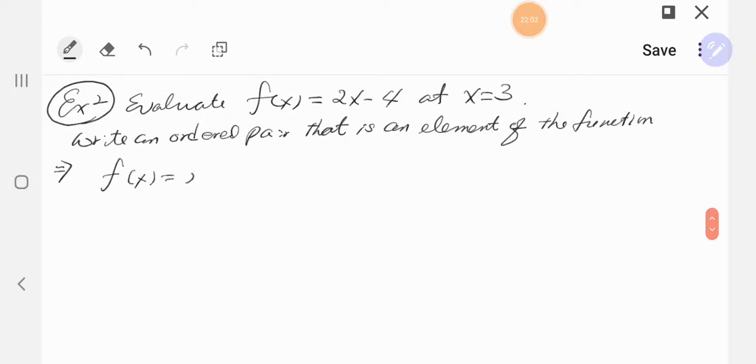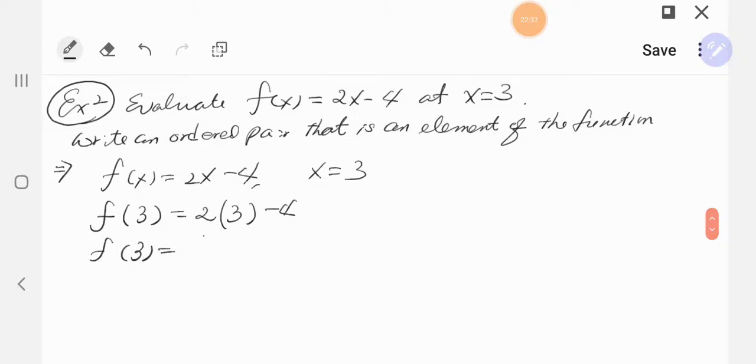So here it is. f of x is equal to 2x minus 4. And then we want x equals 3. This means the input is 3. So you can replace this x with 3. So we change the variable x on the right-hand side with the input value 3. That's it. So f of 3 is equal to 6 minus 4. So f of 3 is equal to 2. Okay, so that's the answer.